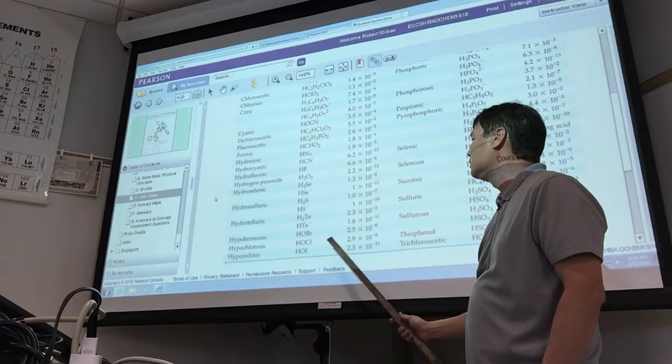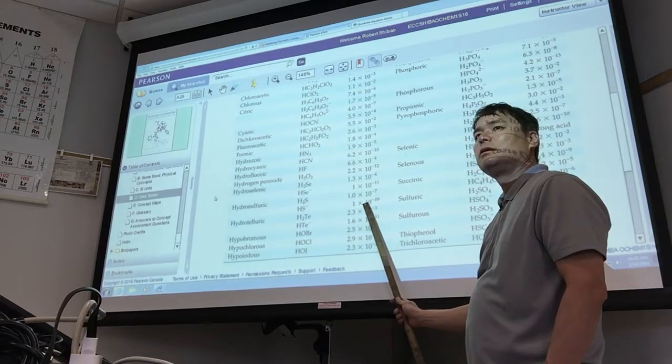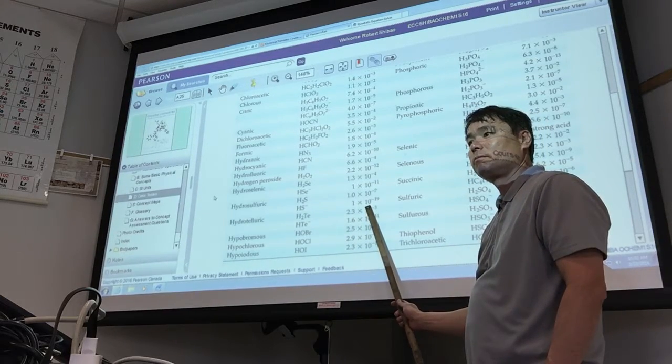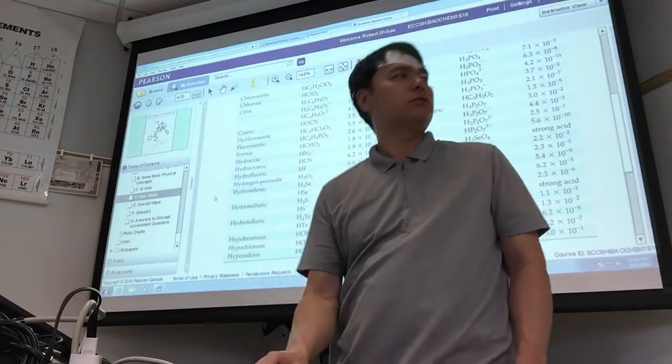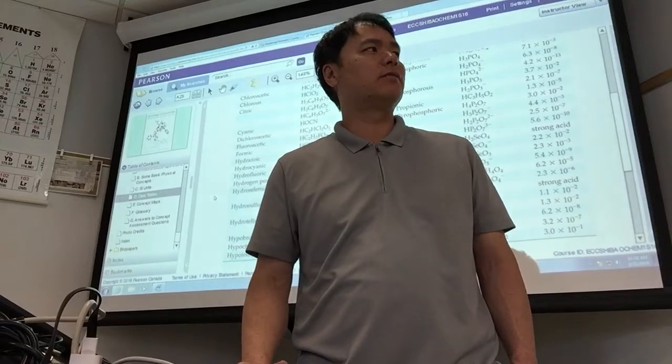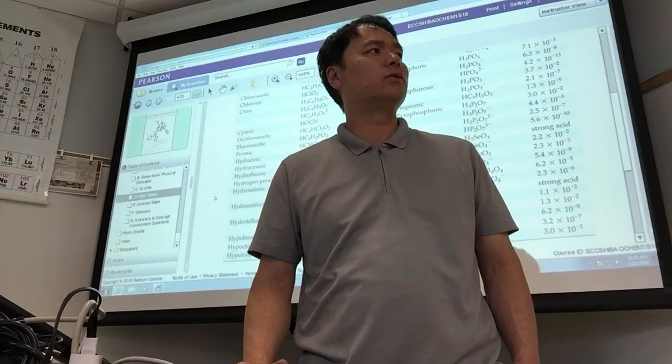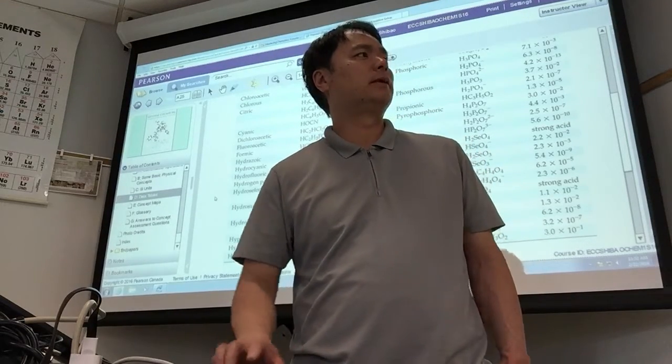The only thing that's weaker is this one, which means that the sequence of steps is going to be interesting for something like H2S, which we'll look at in a moment.